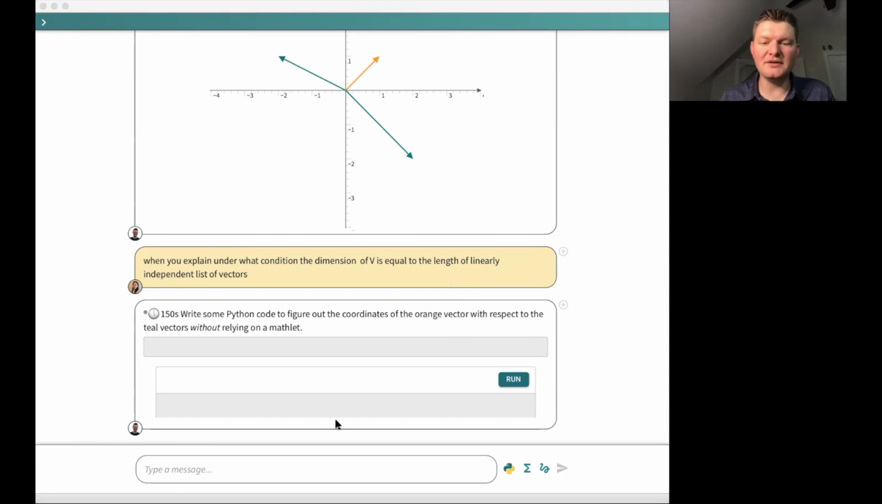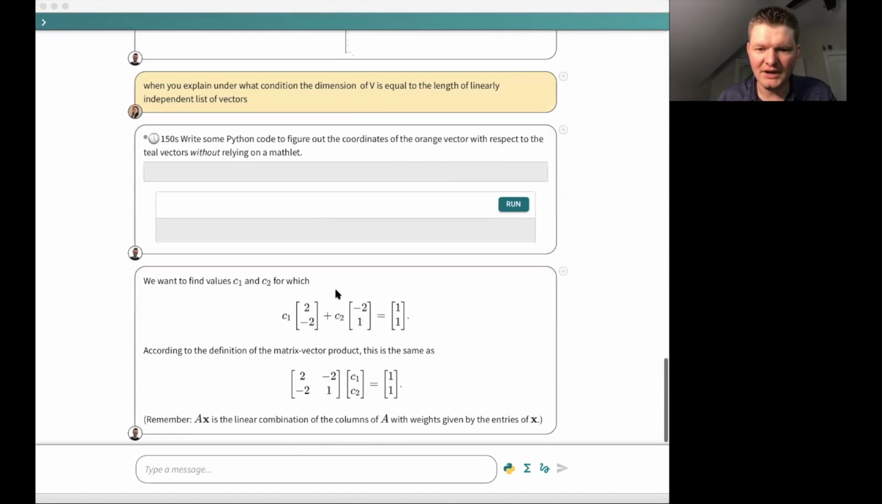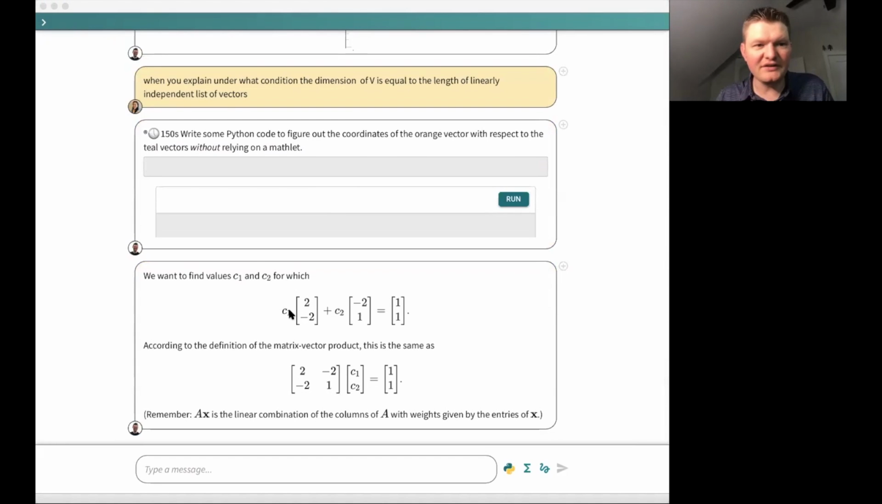Yeah, okay, so I'm going to do this kind of succinctly. Actually, before giving any code, I'll just point out how this problem rearranges into a matrix problem. Explicitly, what we're trying to do is look for two values, C1 and C2, such that when we add C1 of this first vector and C2 of the second vector, we get the desired orange vector (1, 1).